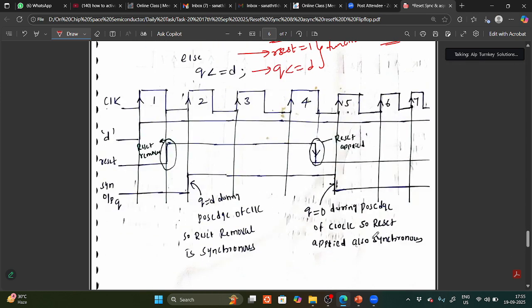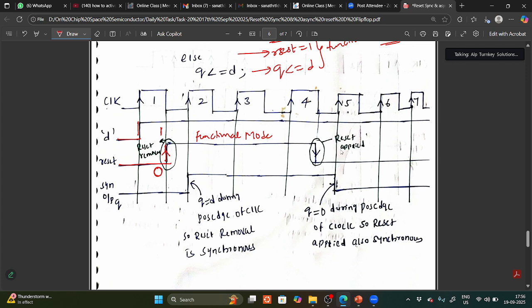So here you see, I am talking about a D flip flop. There are 7 clock pulses I have given, and this is the D input. Here I applied the reset. Initially reset is 0. It is going from reset 0 to 1, so it is going from reset mode to functional mode. This is functional mode.